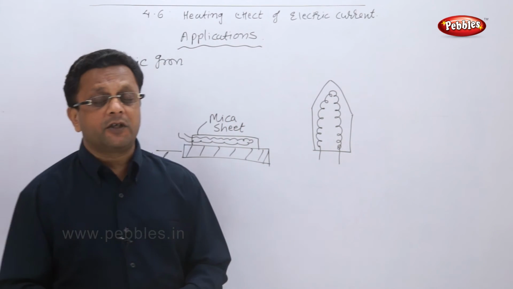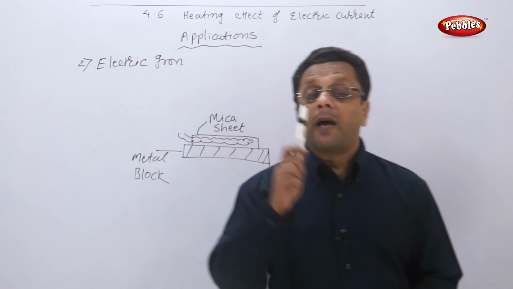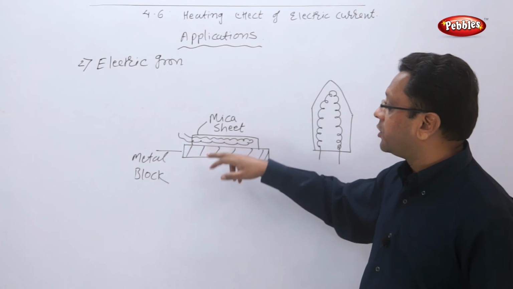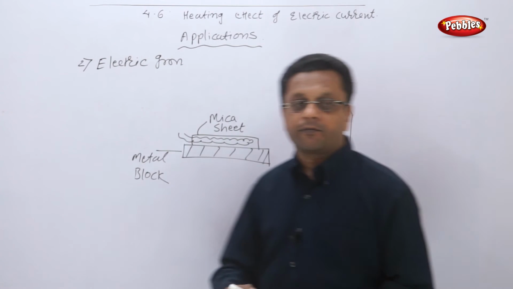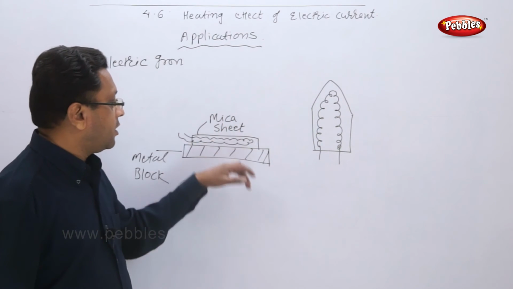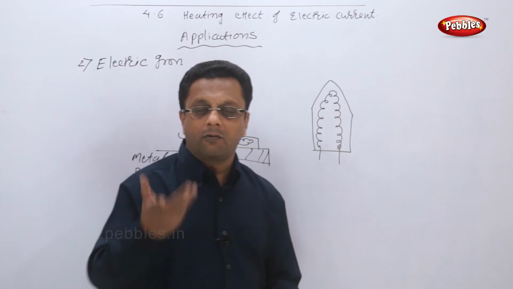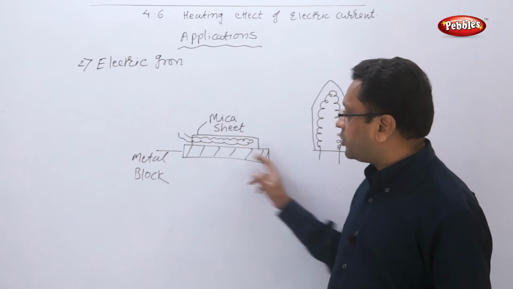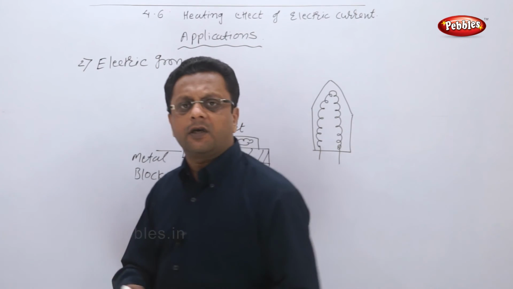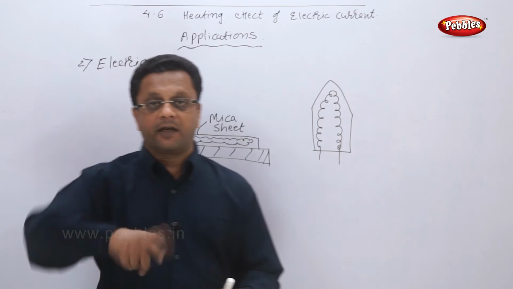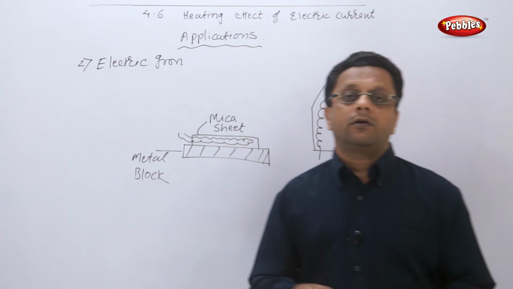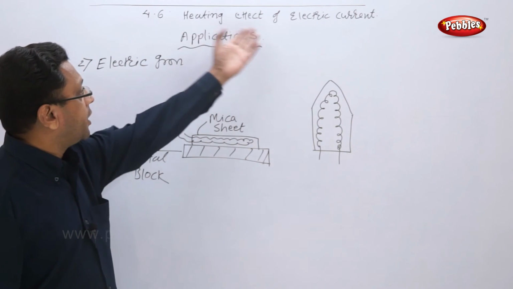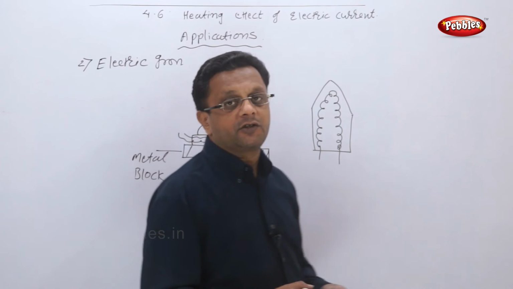Now the property of this mica is that it is a good conductor of heat but a bad conductor of electricity. So whenever this coil is embedded in the mica sheet and the mica sheet comes in contact with the metal block, what will happen? The heat is transferred from the coil to mica, mica to the iron block. But electricity will not leak. So you will not feel any shock here. Nowadays we have different controlled irons, with different buttons and rheostats, and you can control the temperature of an iron. But the basic principle is the same. Here we are again making use of the heating effect of an electric current.